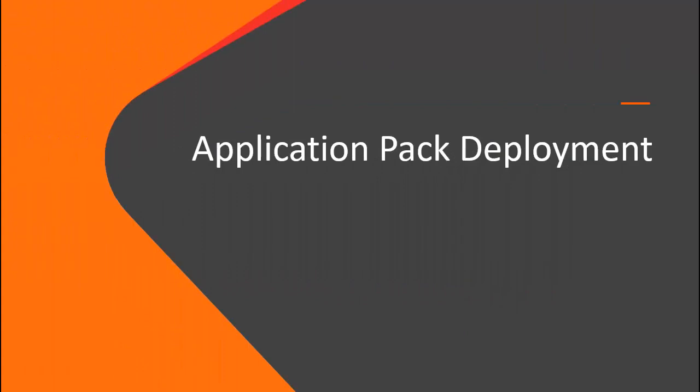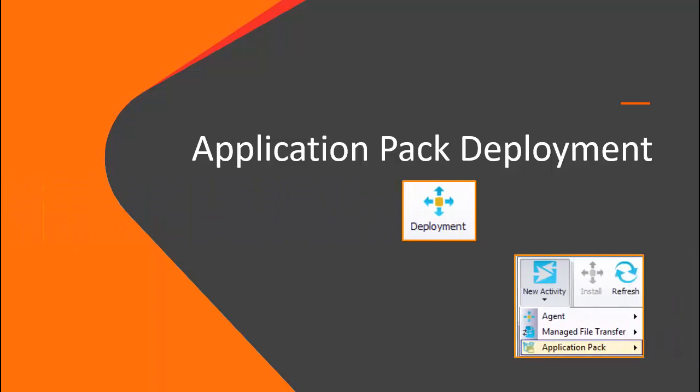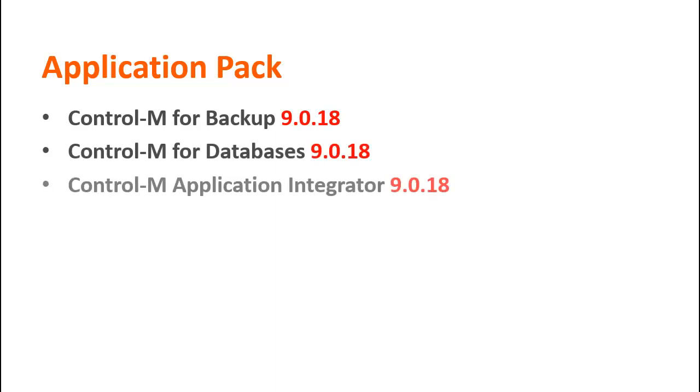In this video, you will learn how to automatically deploy, install, or upgrade application plugins on multiple Control-M agents from one single point of access using the Application Pack deployment tool. The Application Pack is a single installation that includes Control-M for Backup, Control-M for Databases, and Control-M Application Integrator. In future releases, the Application Pack will include additional application plugins.